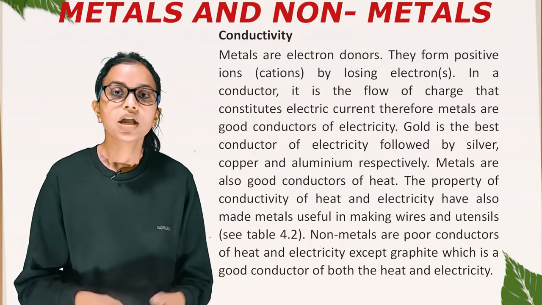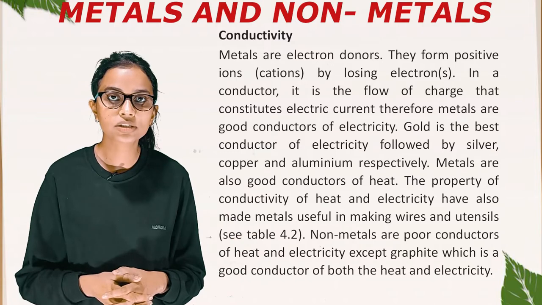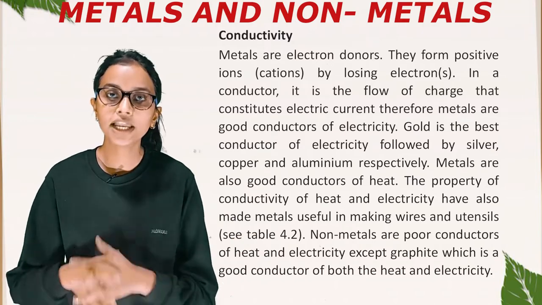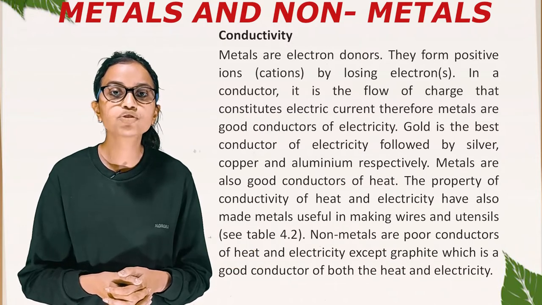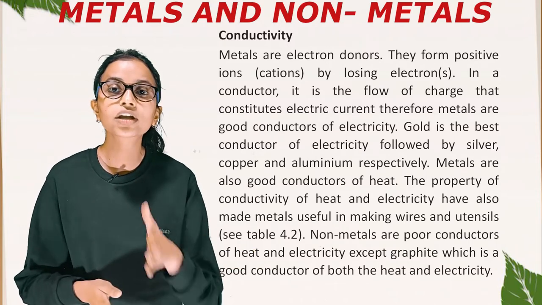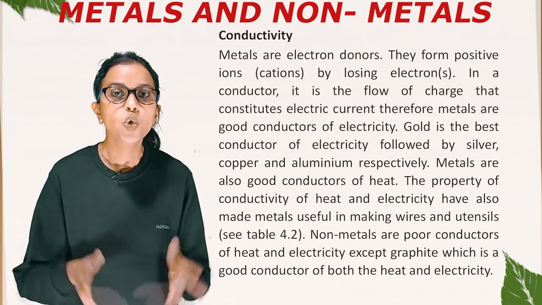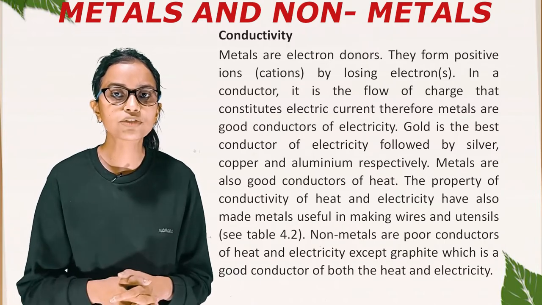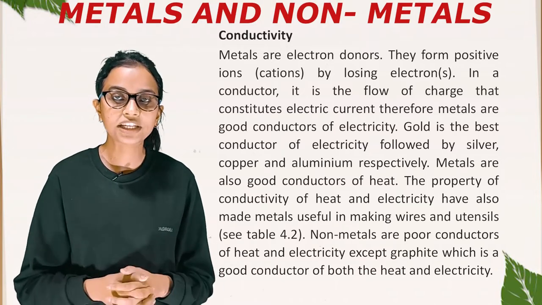Conductivity. Metals are electron donors. They form positive ions, cations, by losing electrons. In a conductor, it is the flow of charge that constitutes electric current. Therefore, metals are good conductors of electricity. Gold is the best conductor of electricity, followed by silver, copper and aluminium respectively.